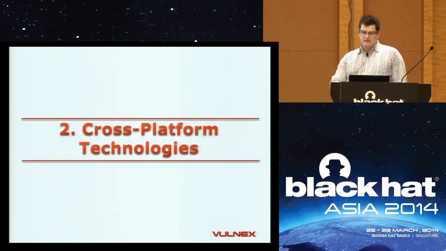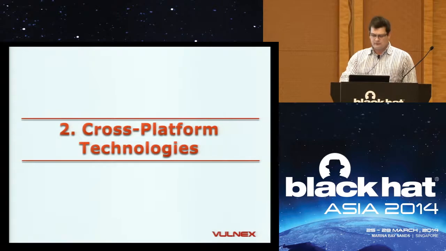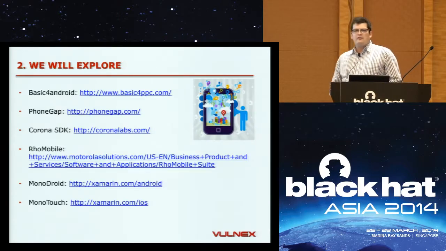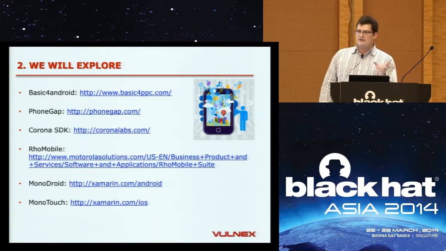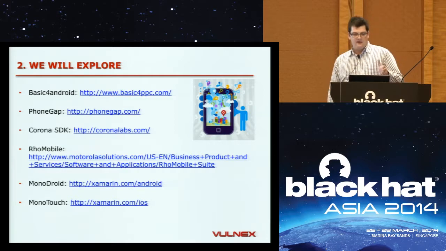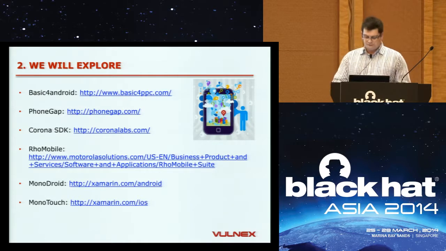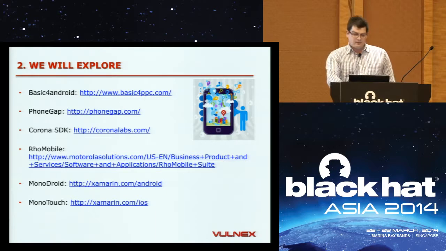Okay, so the technologies. Let's focus on the cross-platform technologies. In this talk, I will just focus on these six frameworks. We will talk about Basic for Android, PhoneGap, the Corona SDK, Rhomobile, and MonoDroid and MonoTouch. MonoDroid and MonoTouch are pretty much the same thing. It's the same company. It's for .NET, but they have separated it into two products. You can develop just for MonoDroid, or you can develop just for MonoTouch. That's the reason I have put them in separate categories.